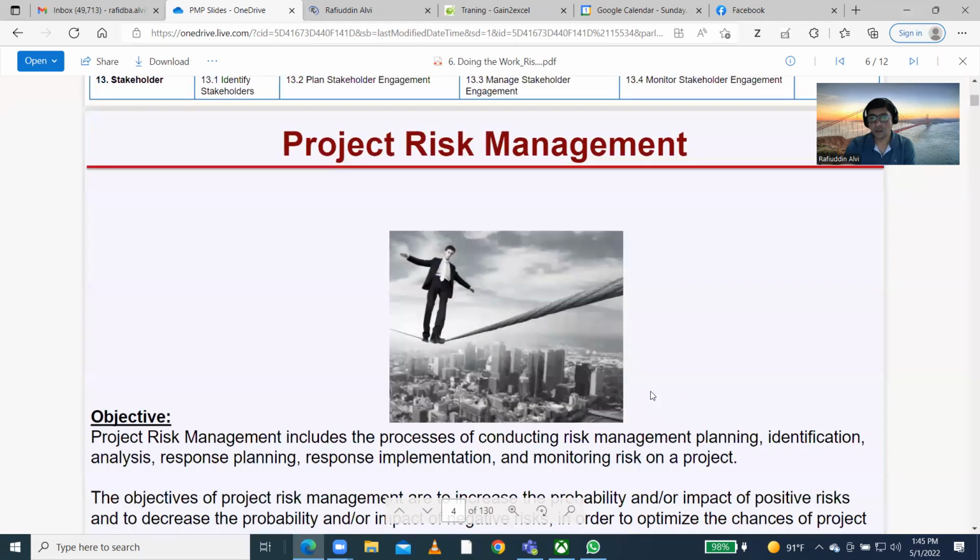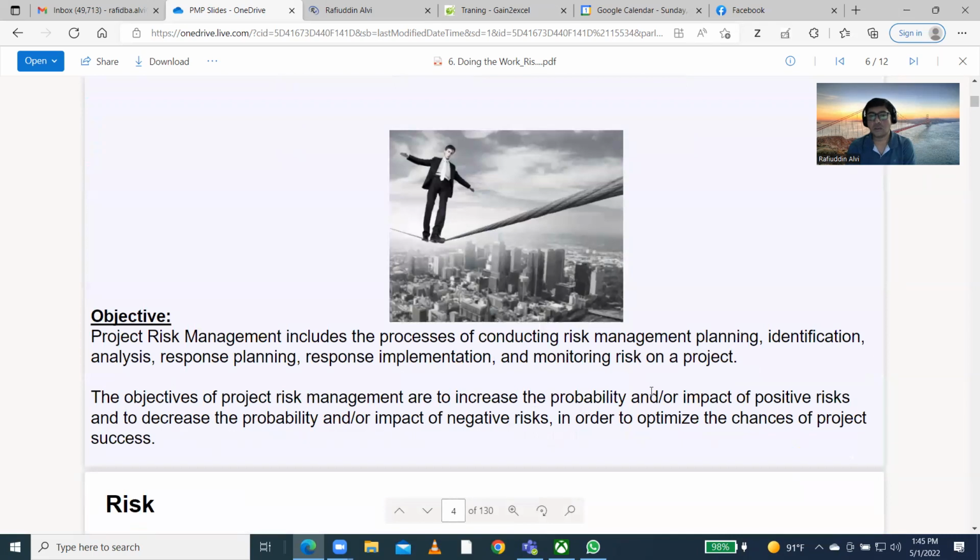Okay, as you see in this picture, risk is something you need to take. There is no option, you have to take it sometimes. There are some risks which are positive risk, and some which are negative risk, in life also and in project also. Project risk management includes the processes of conducting risk management planning, identification, analysis, response planning, response implementation, and monitoring the risk on a project.